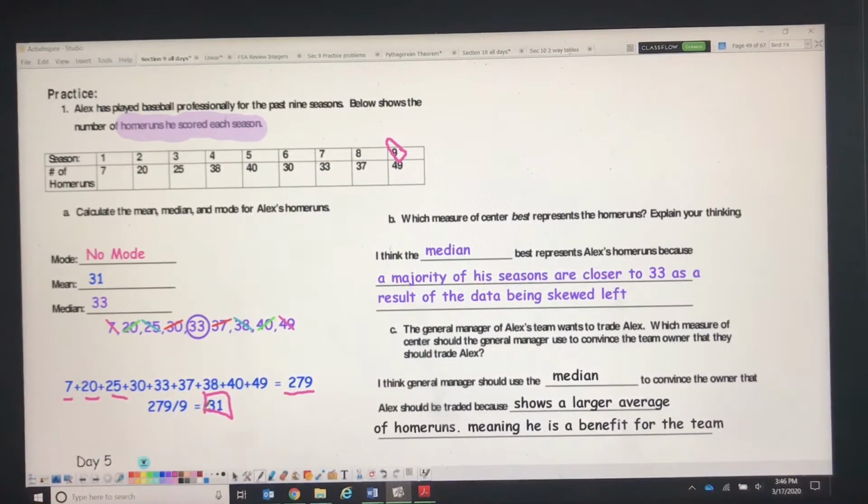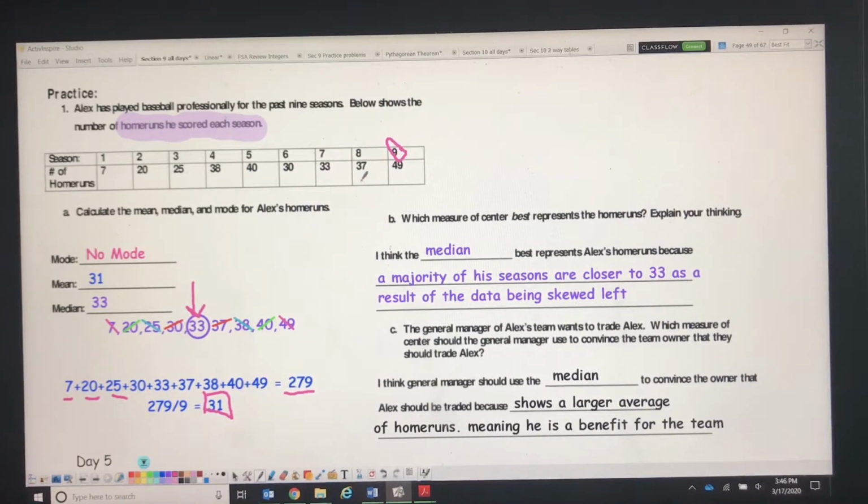We can't find our median until we've taken all our numbers and put them in numerical order from least to greatest. If you notice, I use different colors. If you don't have different colors, you can do as I did and change the slash direction. So I put a slash through the 7 and the 49. Then I switched my direction, the 40 and the 20.